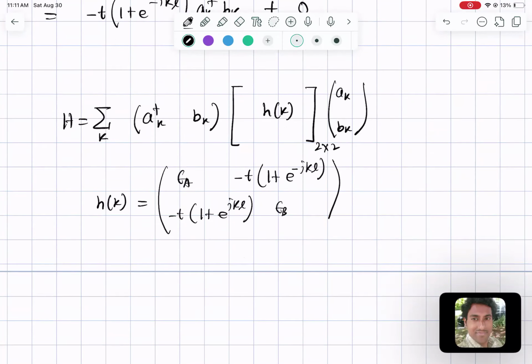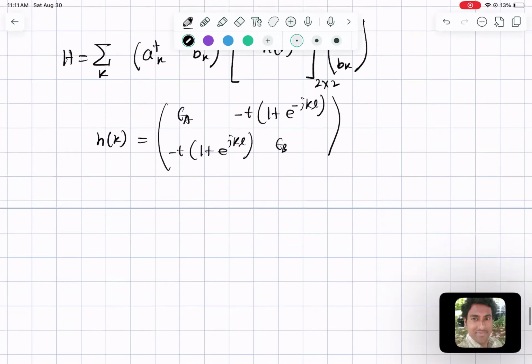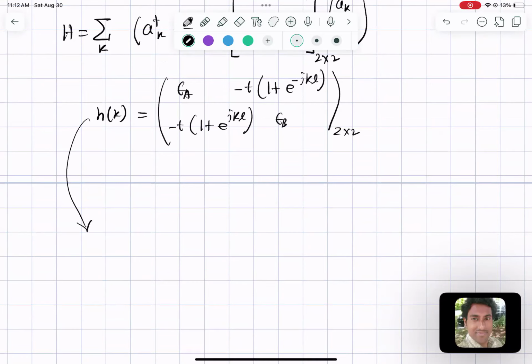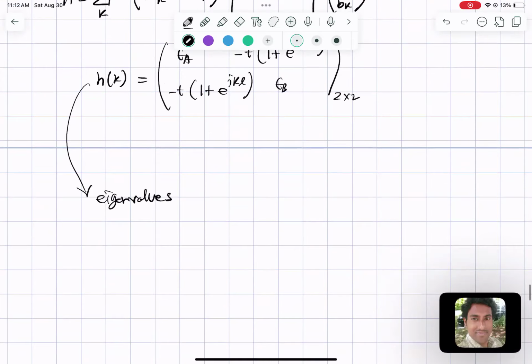And how do we get the bands? Now it's kind of simple. We have a 2 by 2 matrix. If we diagonalize this, find the eigenvalues, then those will be our bands. Okay. So if we diagonalize, we get the bands E_K equals epsilon A plus epsilon B. Yeah, you need to try this on your own, trying to diagonalize this. You can use Mathematica or any math software.